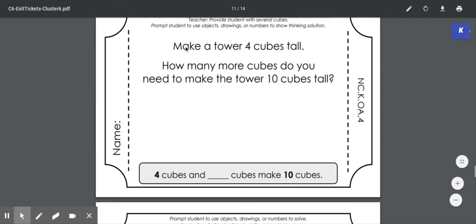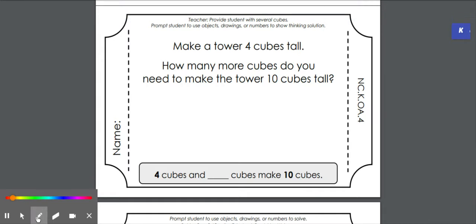It says to make a tower of 4 cubes, how many more cubes do you need to make the tower 10 cubes tall? So it says to make a tower 4 cubes tall. So I'm going to do mine this way. You can draw yours tall. All right, there's my 4 cubes. And it wants to know how many more do I need to make the tower 10 cubes tall.